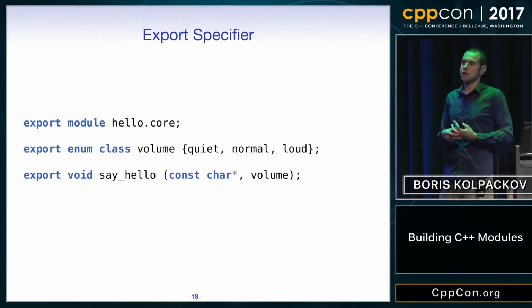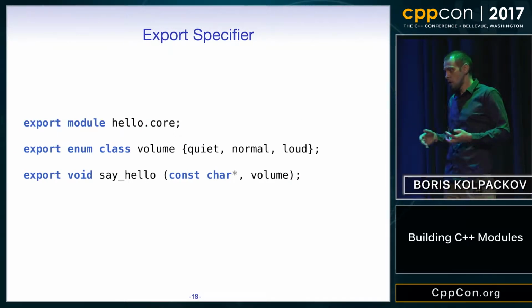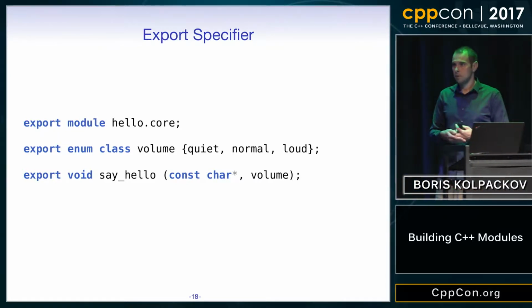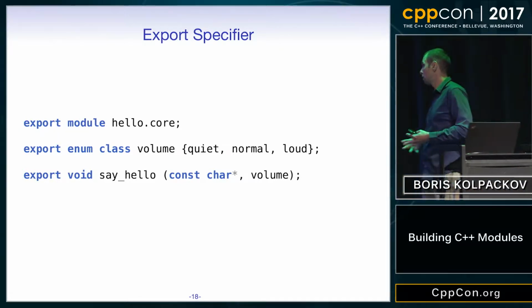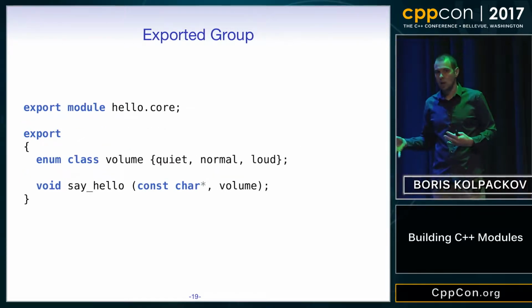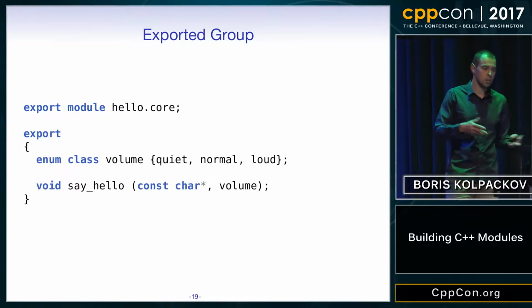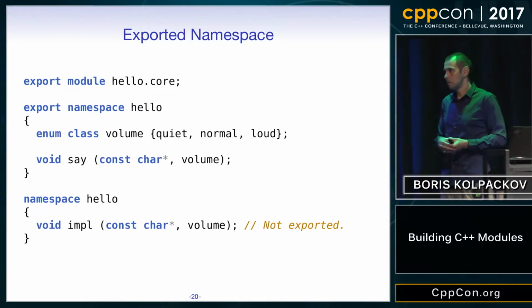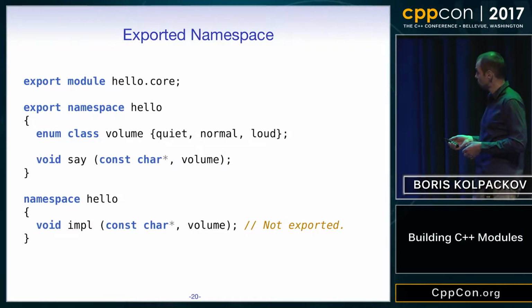And we can use several syntactic ways to do that. We can use the export specifier before any declaration, like here we have an enum class and a function. If we have a bunch of names that we want to export, we can use an exported group without too much repetition. And finally, we can also export a namespace body. Notice that it only applies to the immediate body. So in this example, this function is not exported unless we also stick export here.